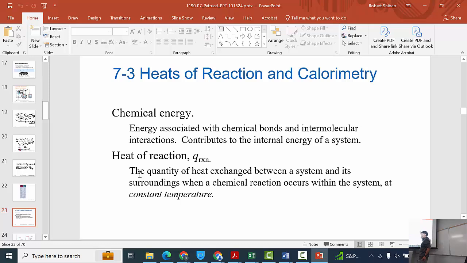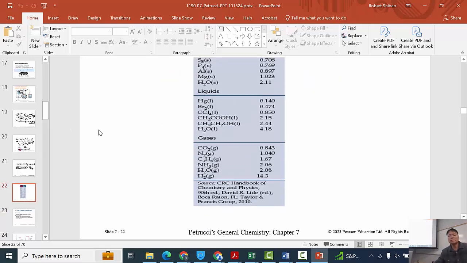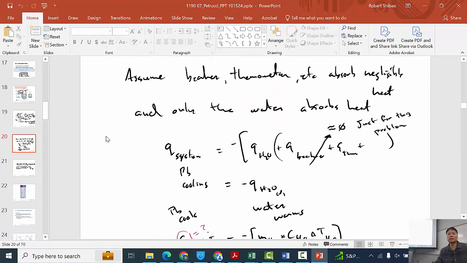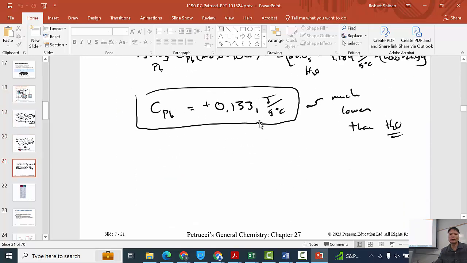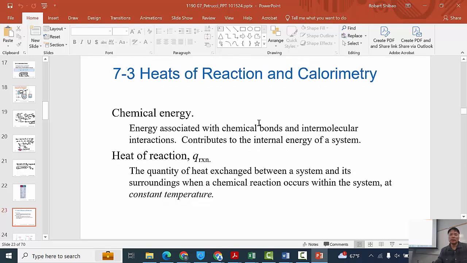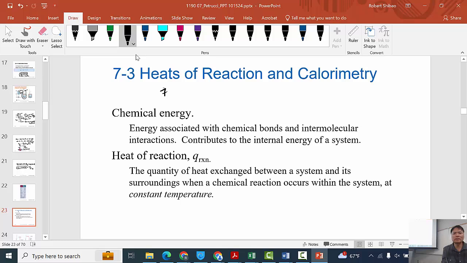All right, what we do with calorimetry is we measure Q. Like in this calorimetry, we measure Q of an object, the object being lead. How much heat is given off by the hot lead into cold surroundings. But we can also measure Q of the reaction. So there are heats of reaction in calorimetry, and objects. We looked at objects in 7.2, I guess.